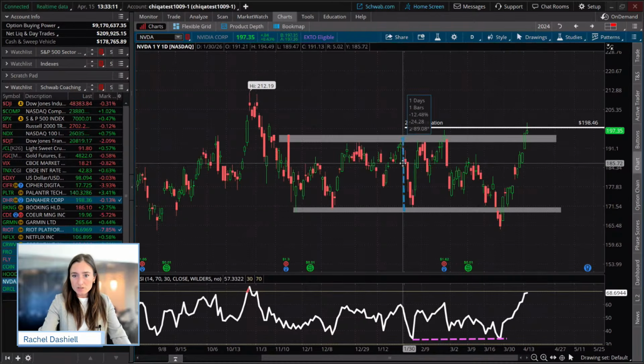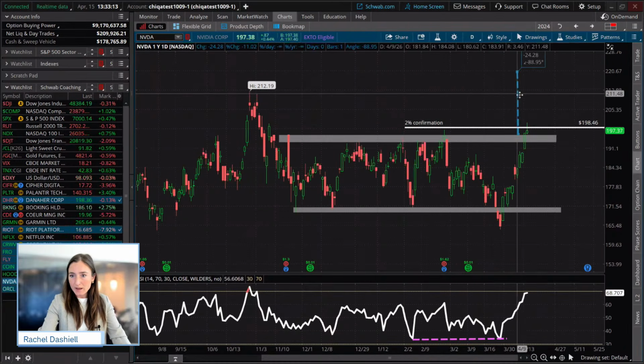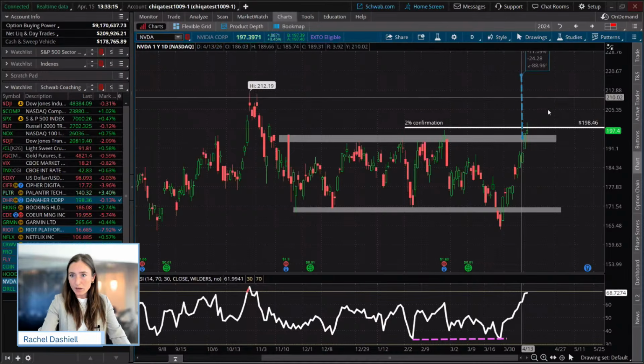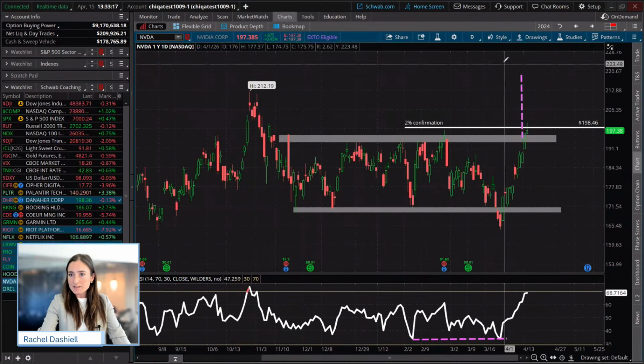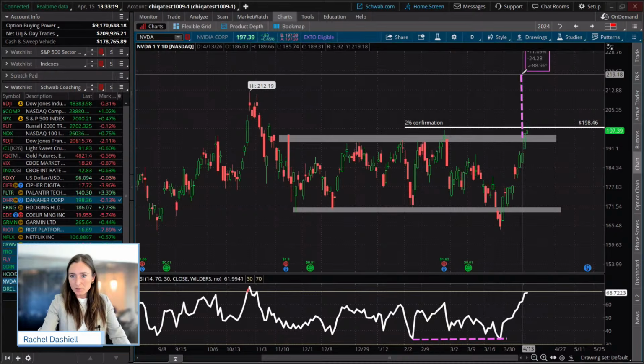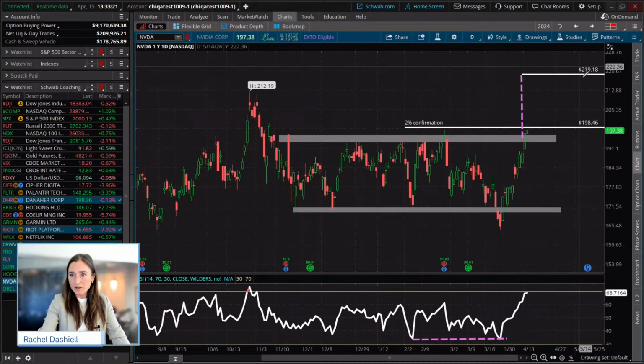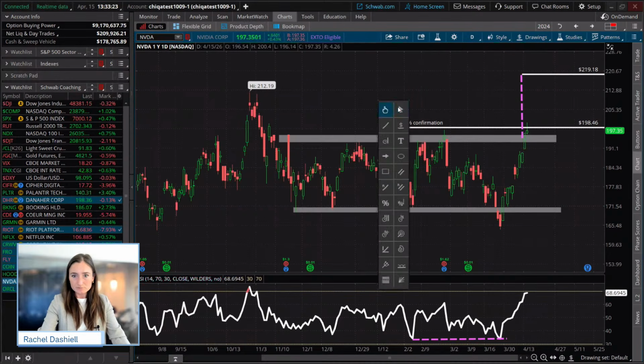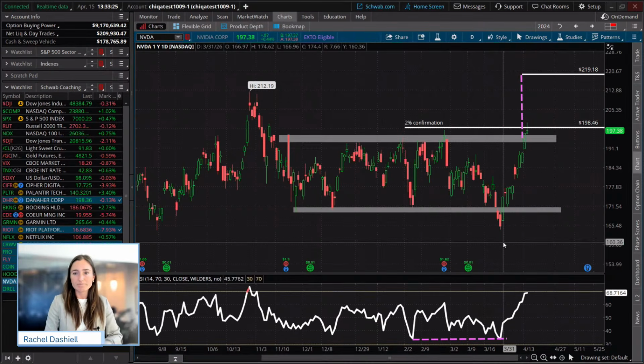What we can do as traders is take that depth of the pattern and project it from the breakout point. Where does that put us? Well, that puts us above all-time highs, right around 219.18, so kind of close to 220. That is our possible measured move there.